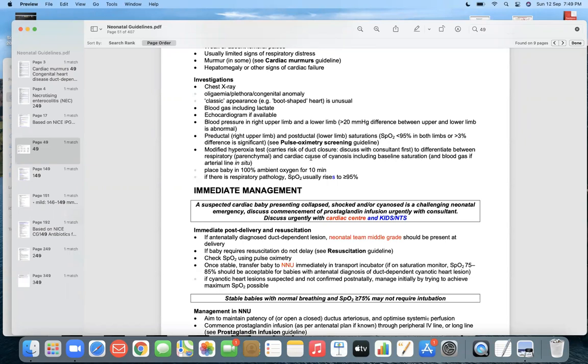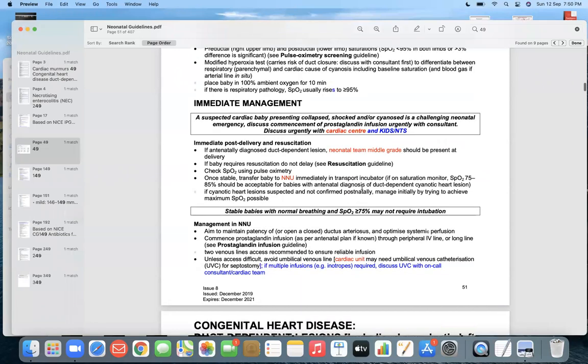Modified hyperoxia test carries risk of duct closure. Discuss with consultant first to differentiate between respiratory and cardiac cause of cyanosis, including baseline saturation and blood gas if arterial line in situ. Okay. So modified hyperoxia test you can do, but you have to discuss with the consultant, and you should also have a blood gas before that. Place baby in 100% ambient oxygen for 10 minutes. If there is respiratory pathology, SpO2 will usually rise. They can ask you the interpretation of the test, but at the same time, tell the risk of duct closure.